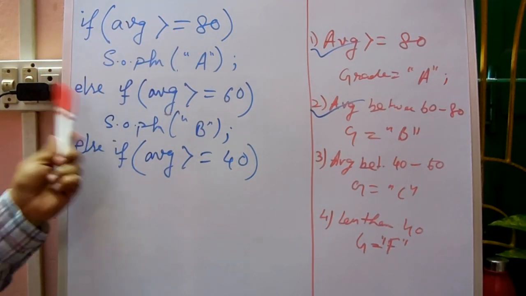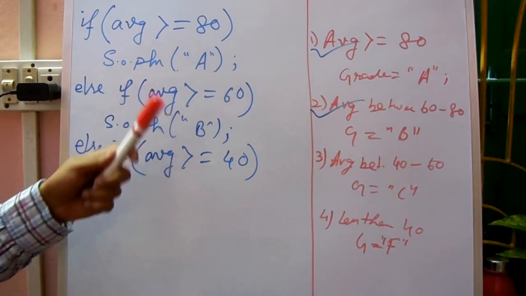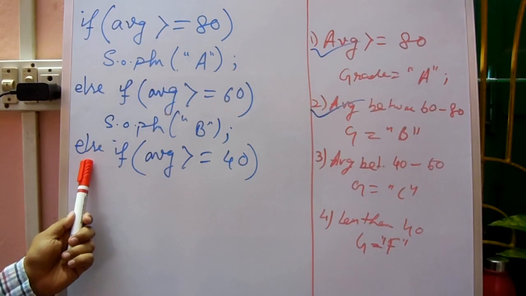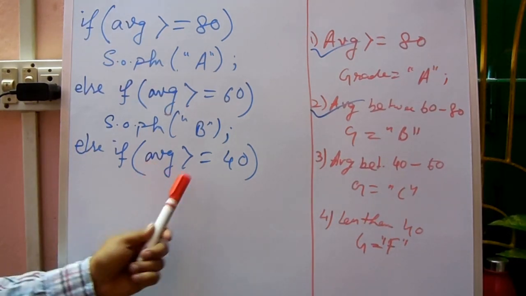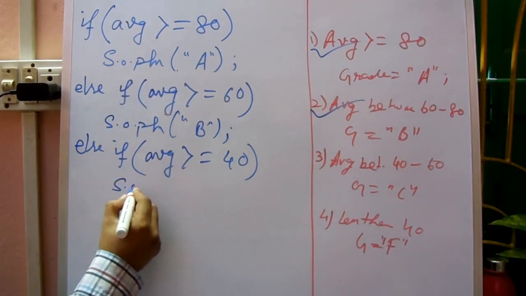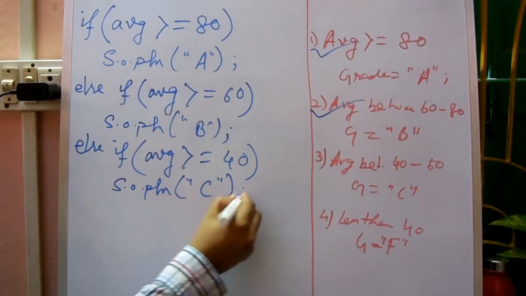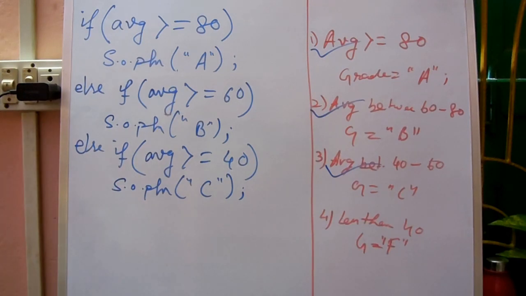In the else part what are you doing? Again you are checking. Is 50, the average I have just given, greater than or equal to 60? No. So move to the next part again. This is the no part. So again here the condition: is 50 greater than or equal to 40? Yes. So that means we print C. So the third condition is over also.